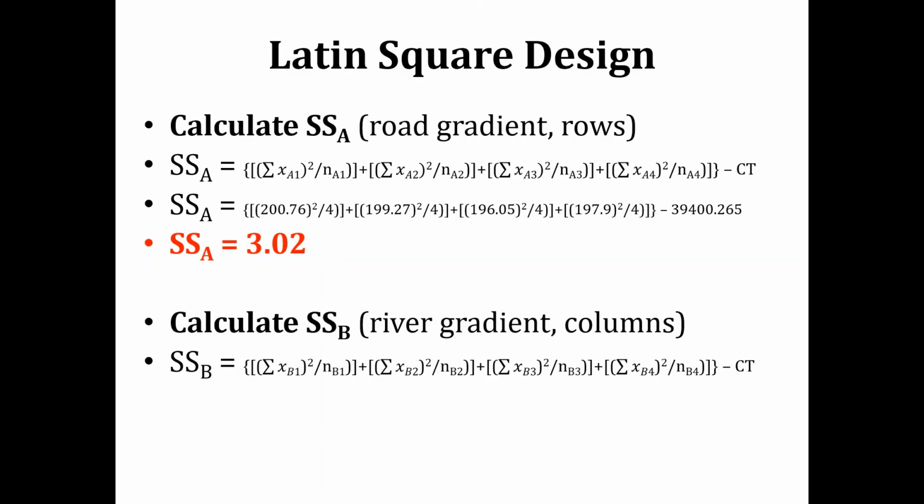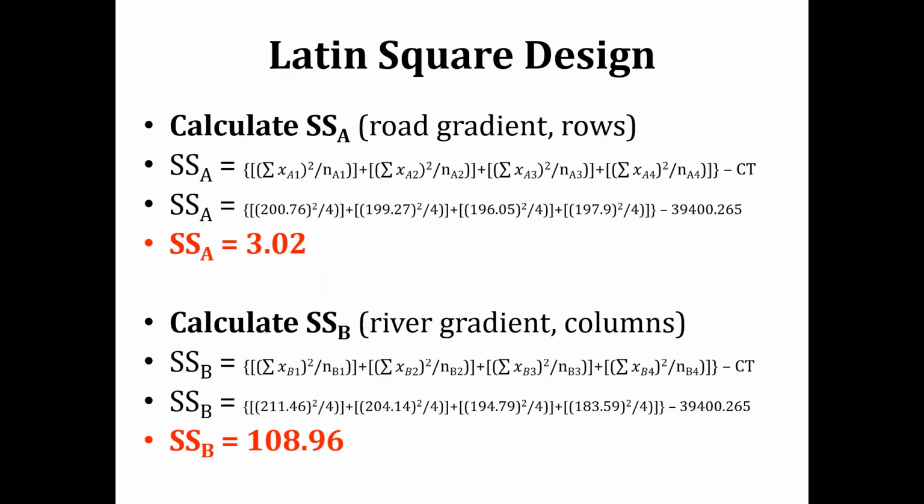Now we have to do that for the river gradient, and this river gradient was presented in columns. So we take the totals of these columns, take their square divided by the number of observations in each column, we take their sum, and then we subtract it from the correction term. So we input these values and we get the value of 108.96. So this is the sum of squares of the river gradient, which was present in columns, and this is designated here as B. So now we have calculated the sum of squares total, the sum of squares treatment, the sum of squares for road, and sum of squares for river.